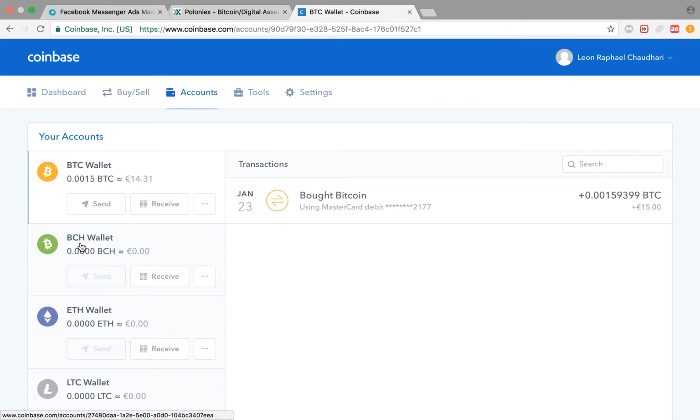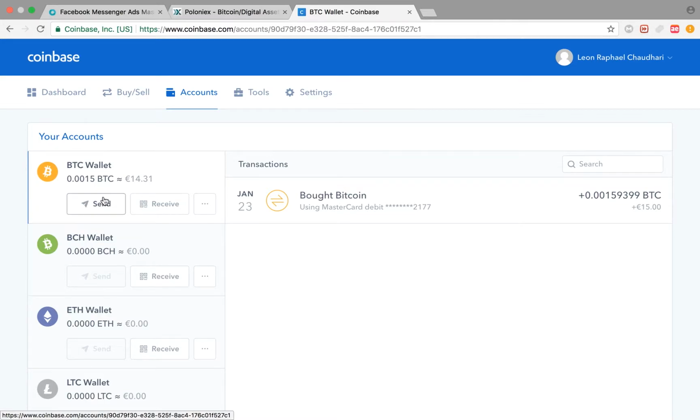We got the BCH, so the Bitcoin Cash wallet. Then ETH, the Ethereum wallet. And then LTC, the Litecoin wallet. Now, as you can see, I don't have any money in BCH. I have no money in ETH and none in LTC.